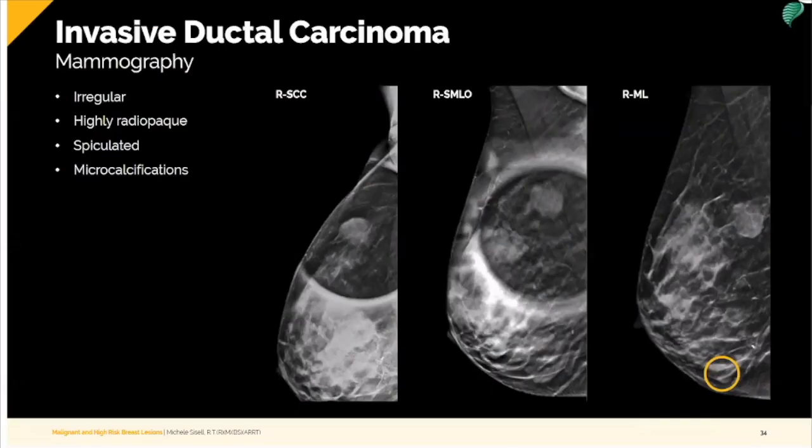So here on mammography, invasive ductal carcinoma is represented by irregular spiculated masses, sometimes with microcalcifications involved. Here you can see this one is irregular. It is larger. It's highly radiopaque, so that means it's seen really well on mammogram.